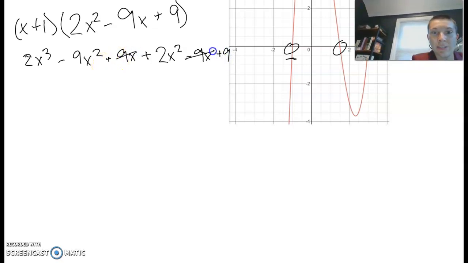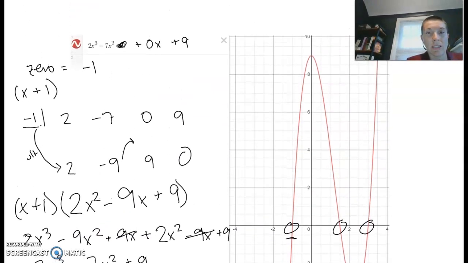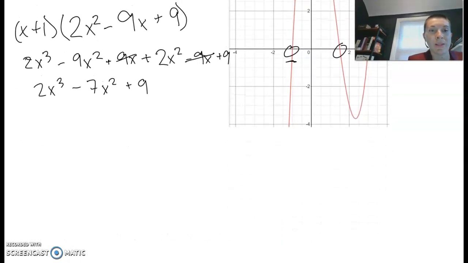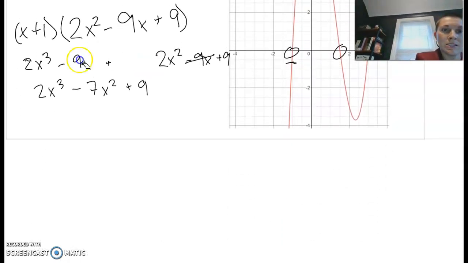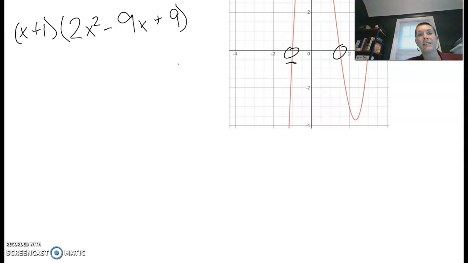These guys cancel out. -9x squared plus 2x squared gives us -7x squared, so we're left over with 2x cubed minus 7x squared plus 9. Check. Is that where we started? 2x cubed minus 7x squared plus 9. Yes. So go ahead and erase this. And our factored form here is x plus 1 times 2x squared minus 9x plus 9.